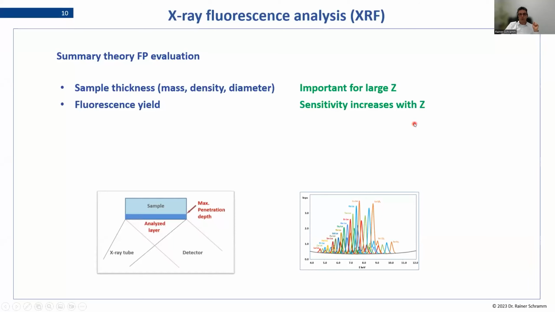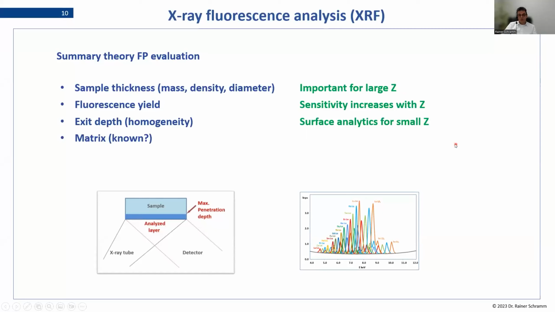Fluorescence yield is an important point, so the sensitivity increases with the atomic number. Then the exit depth, so how deep do we analyze the sample? And the matrix, that means for the absorption coefficient, we need to describe the sample completely. Yeah? Otherwise, it is not possible to get an accurate result. If we have some unknowns, not measured elements, then we cannot calculate the real result. I will give you some examples on the next slide for this.